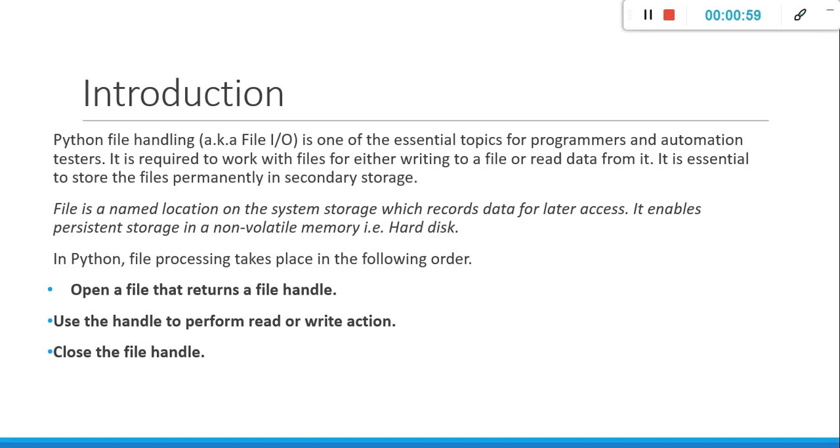So what is a file? A file is a named location on the system storage where we are able to store the data permanently, and it enables persistent storage in either a hard disk or wherever you want to store.